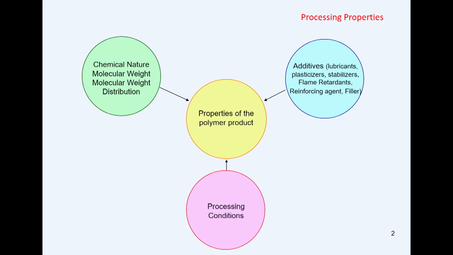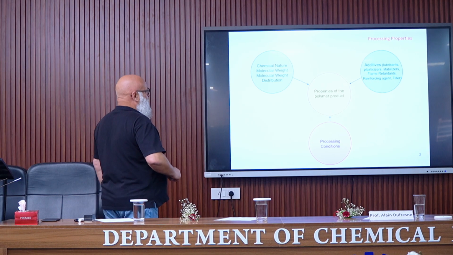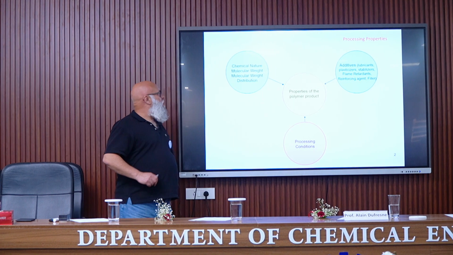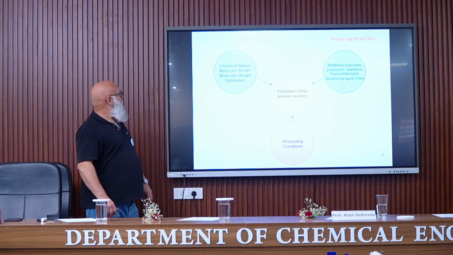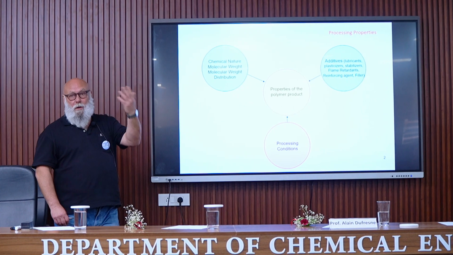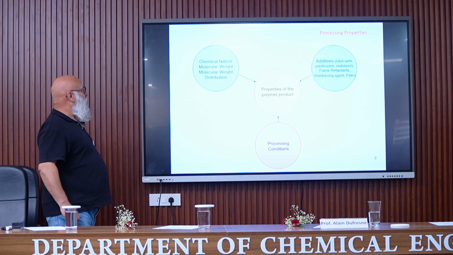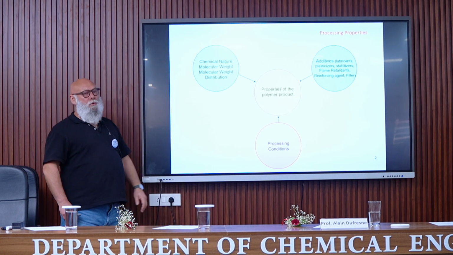First, what is important to understand is that during processing, of course, we start from a material to obtain a final product, but starting from the same material, we can obtain different properties of the final products depending on the processing technique which is used. The properties of the polymer product depend, of course, on the chemical nature, the chemical structure of the polymer, but also some other properties like the molecular weight distribution, and so on.